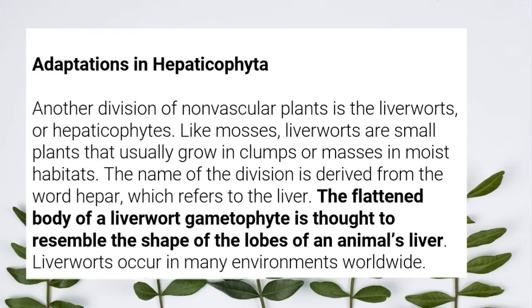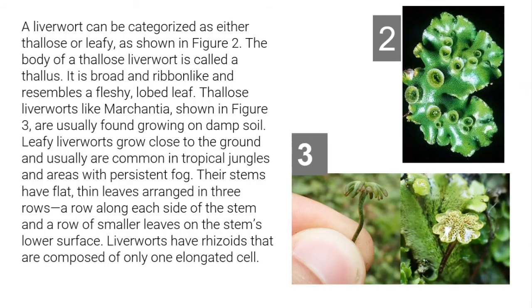Liverworts occur in many environments worldwide. A liverwort can be categorized as either thallose or leafy, as shown in Figure 2. The body of a thallose liverwort is called a thallus. It is broad and ribbon-like and resembles a fleshy lobed leaf. Thallose liverworts like Marchantia, shown in Figure 3, are usually found growing on damp soil.